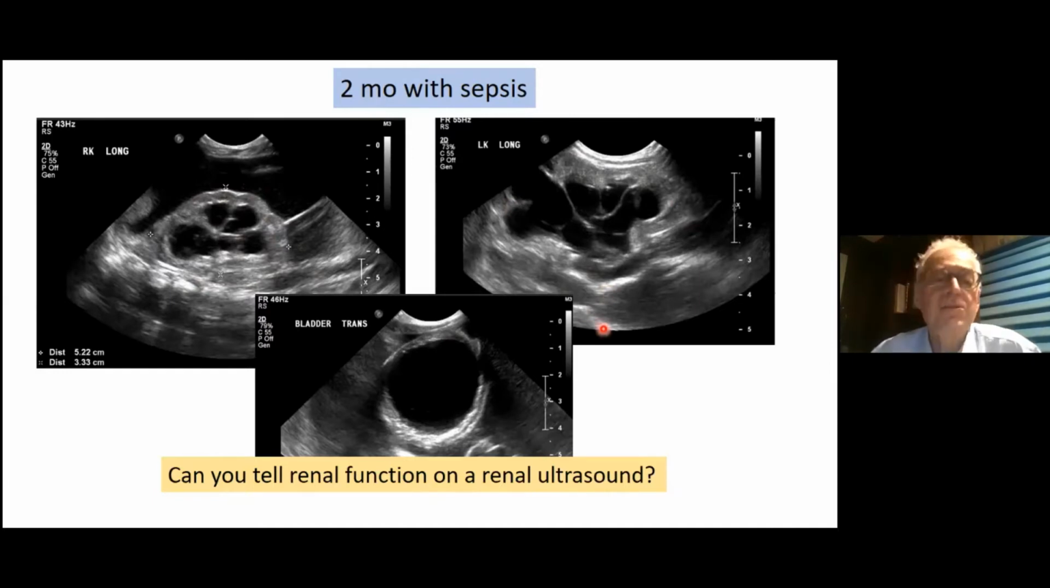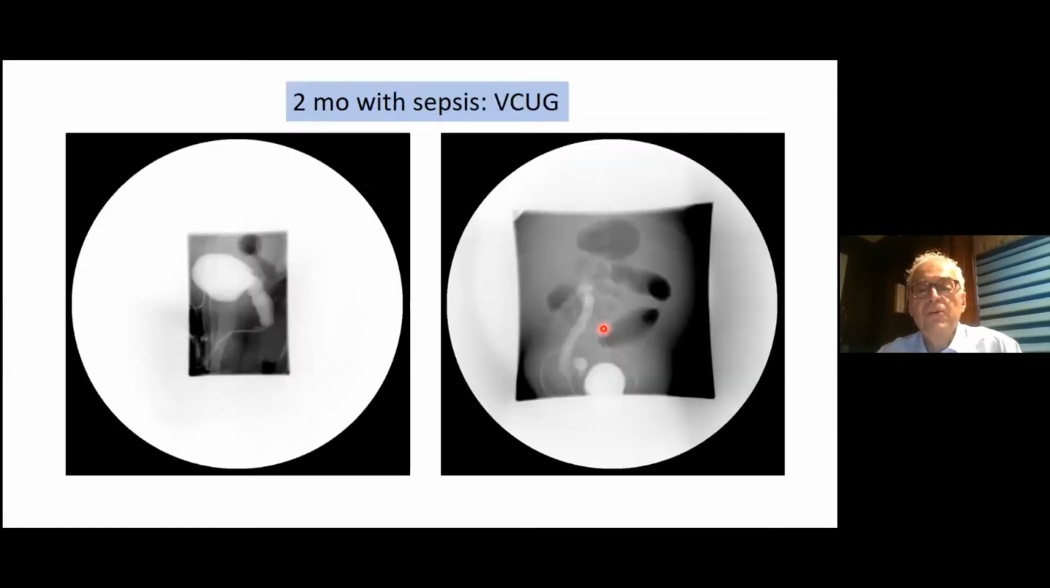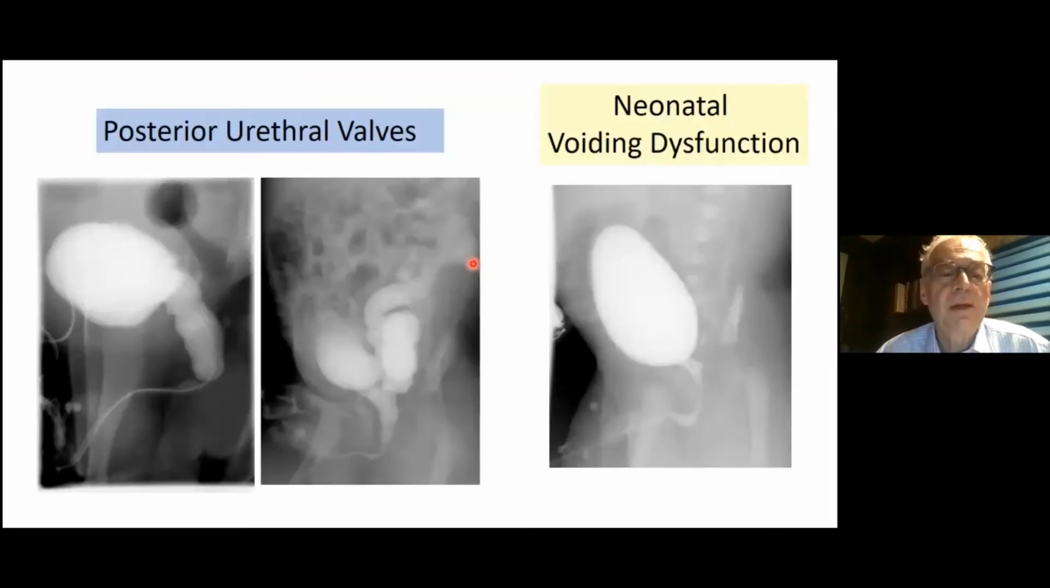So even though it's not a functional test, I'm going to guess that both of these kidneys are going to function pretty well. And I'll just show you, this is the cystogram in this patient. You can see the bladder, the very dilated, elongated posterior urethra. You can see the configuration of posterior urethral valves down here, and you can see the reflux to the right kidney. So no question that this is the diagnosis.